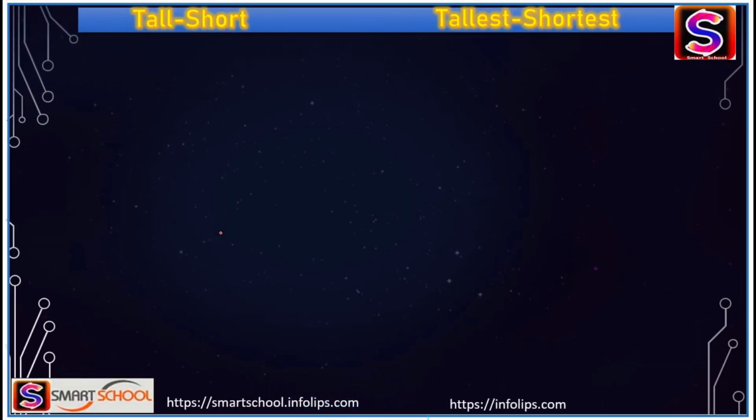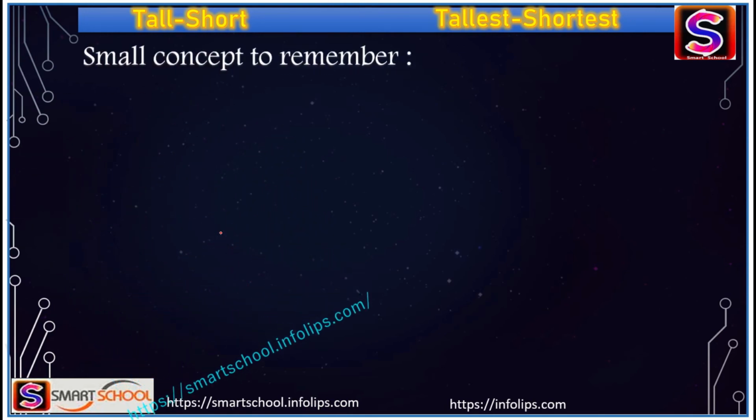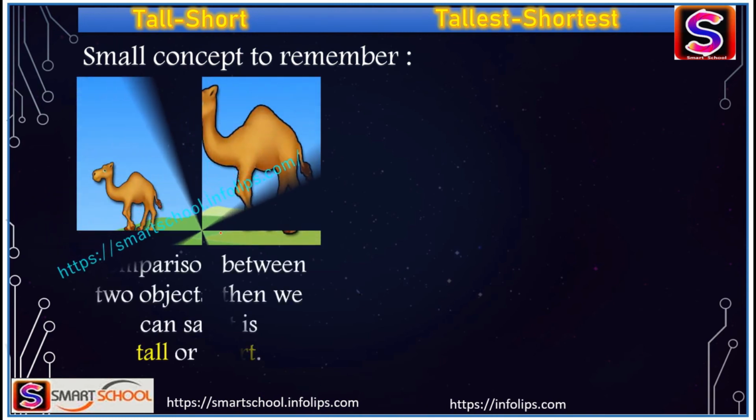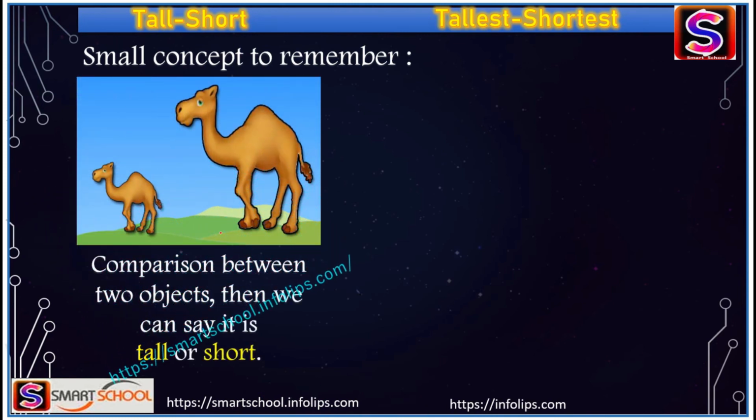See, now compare what is tall and short and tallest and shortest. A small concept to remember it. Once you remember this concept, then you will easily identify when we have to say tall and short and when we have to say tallest and shortest. See this picture. There are only two animals. When the comparison is between only two objects, then only we can say it is tall or short. If there are only two objects, then only we have to use tall. It means this is short and this is tall.